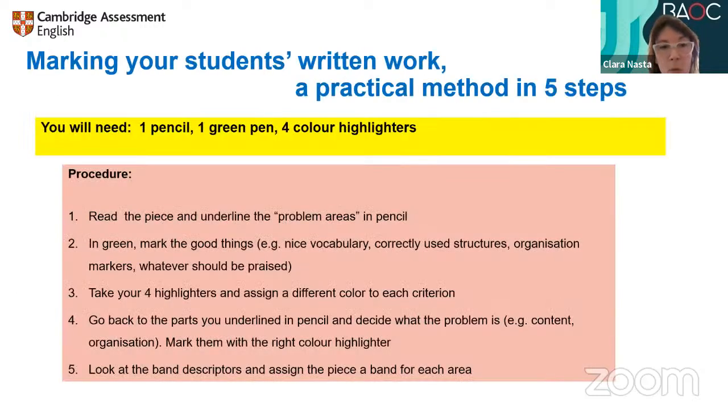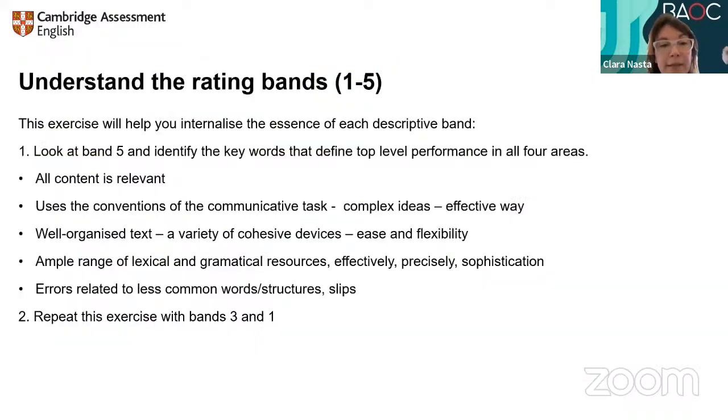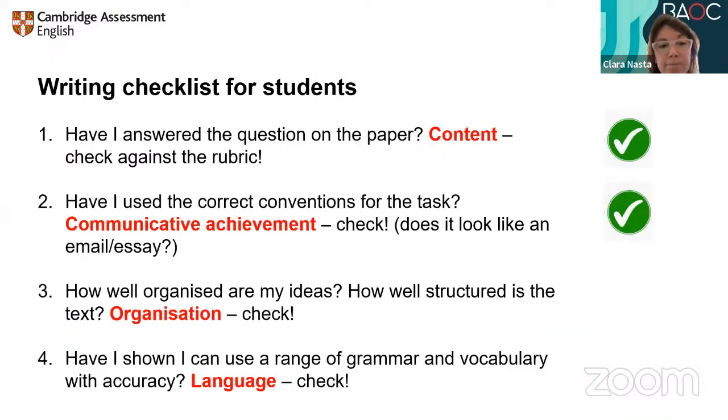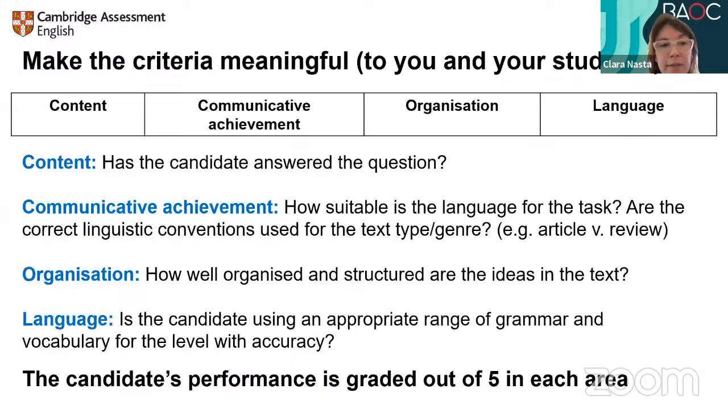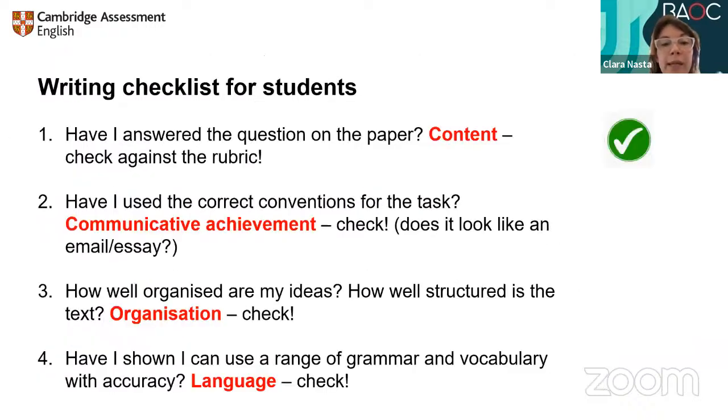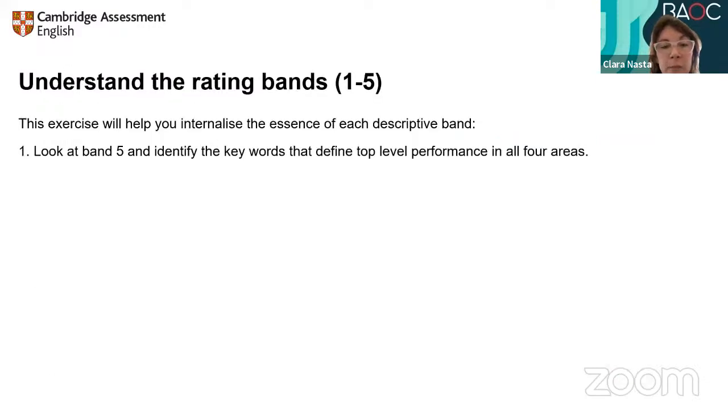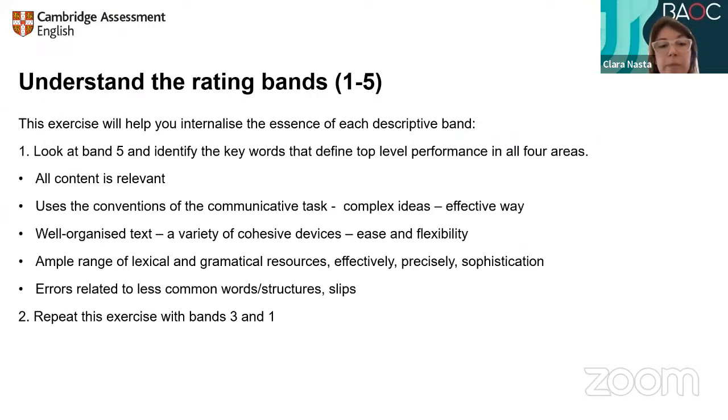Okay. Now, once we have understood the areas, content, communicative achievement, organization, language, what is meant by that, then we have been able to grasp what they mean when they write those descriptors, the different bands, right? Then we could say that we could be ready to try to apply this criteria, hands-on, right?